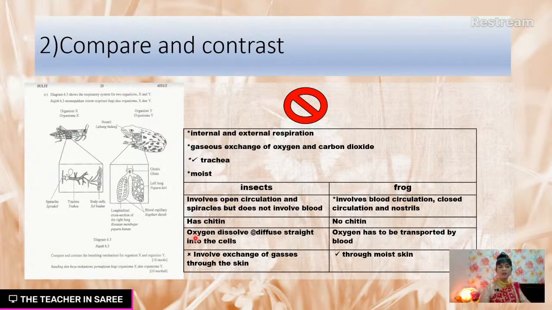Okay, so here, the oxygen dissolves and diffuses straight into the cell. Oxygen has to be transported by blood. Can you see the word "add"? That means "and". So again, texting language. Okay, so that is prohibited.